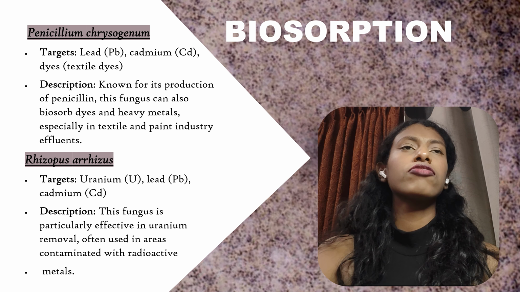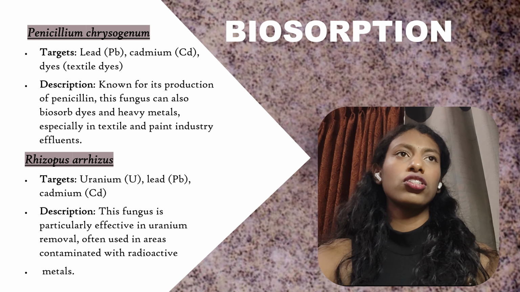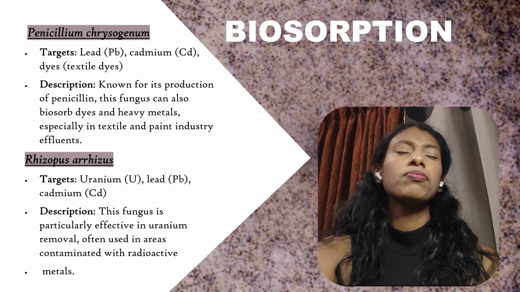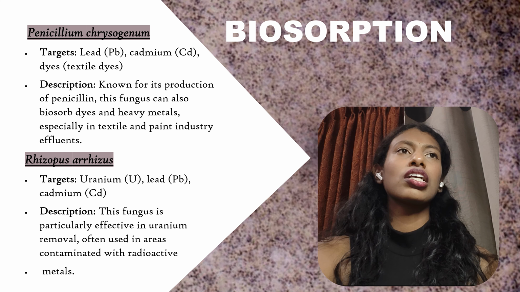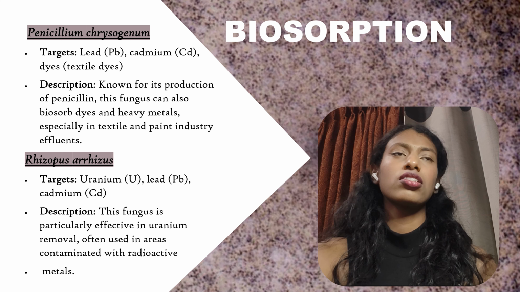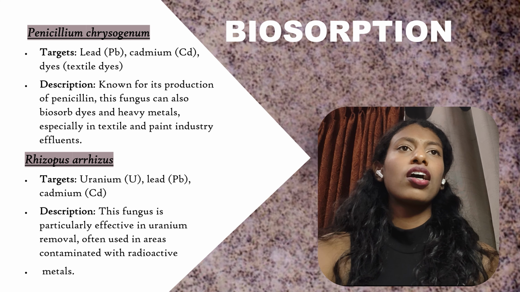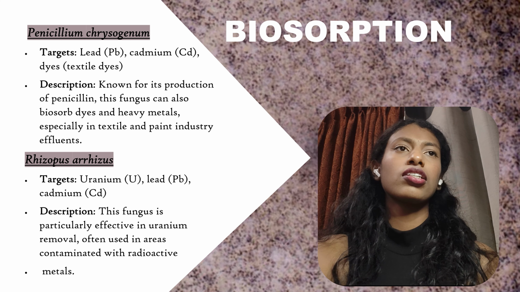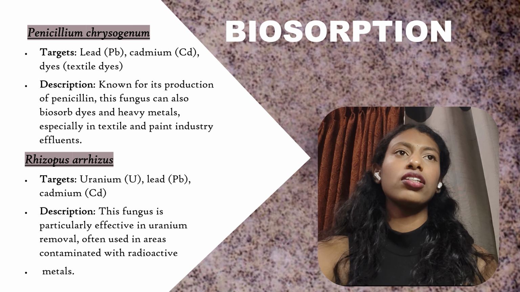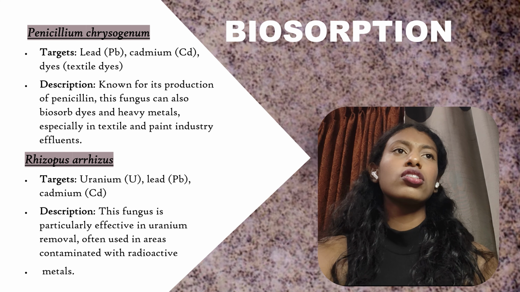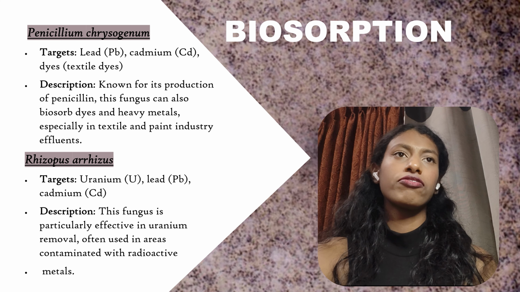And then we have the fungus Penicillium chrysogenum, which is capable of degrading lead and cadmium and is widely used to degrade textile industry waste, as it can break down complex dyes. Then we have Rhizopus arrhizus, which is capable of degrading uranium, cadmium, and lead, and it is widely used in soils that are often contaminated with radioactive elements.